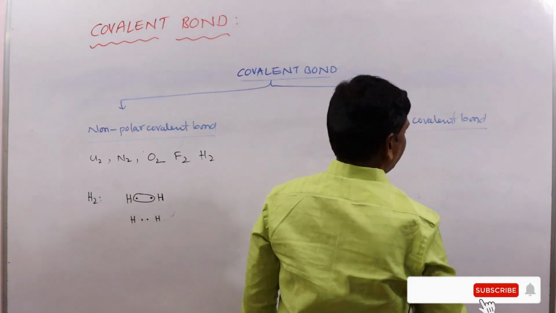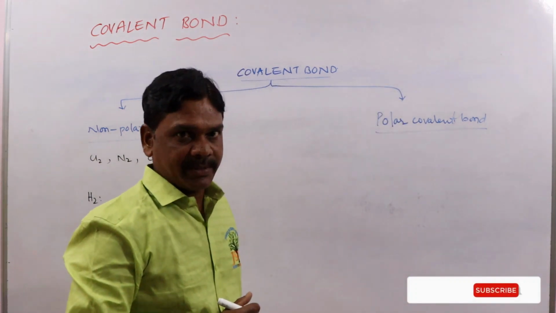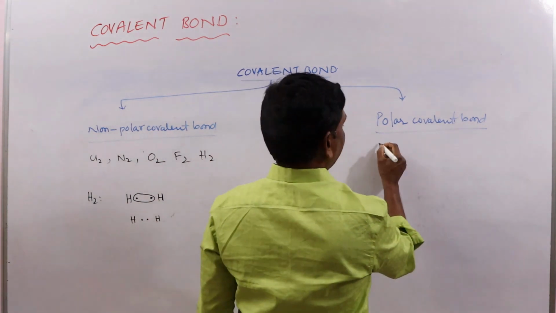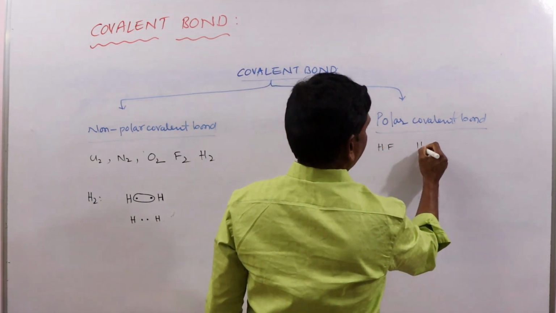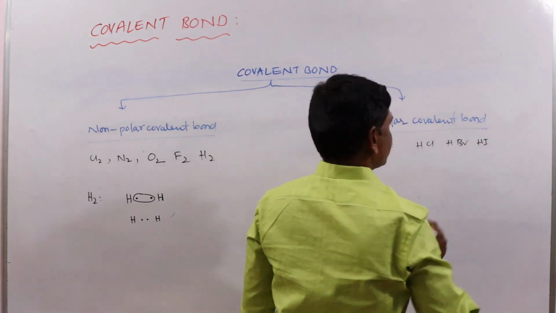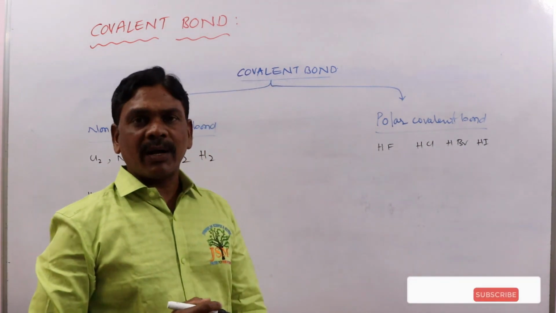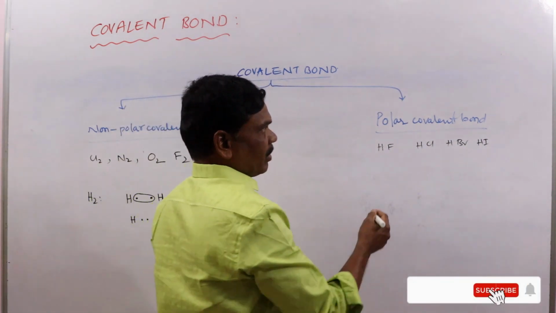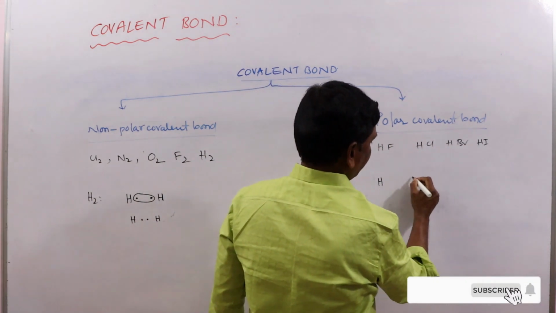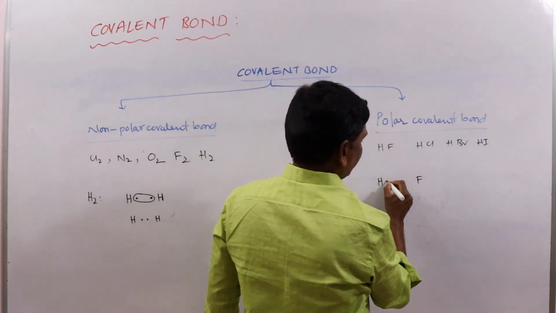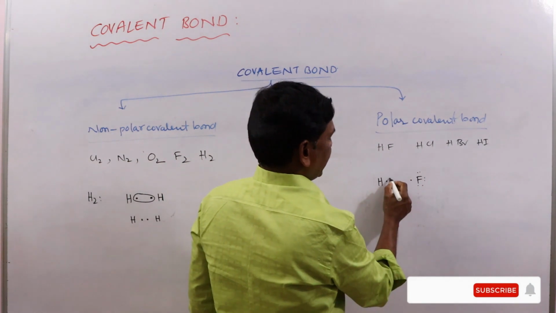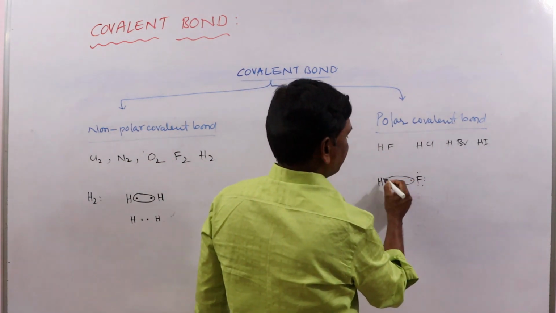And polar covalent bond: a bond formed between two dissimilar atoms is known as a polar covalent bond. For example, HF, HCl, HBr and HI. So these are examples of polar covalent bond. What happens in a polar covalent bond? For example, in hydrogen fluoride, this is hydrogen and this is fluorine. These two are each contributing one electron and a covalent bond is formed.